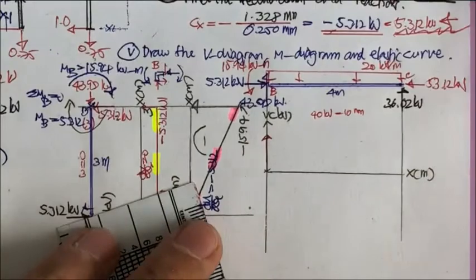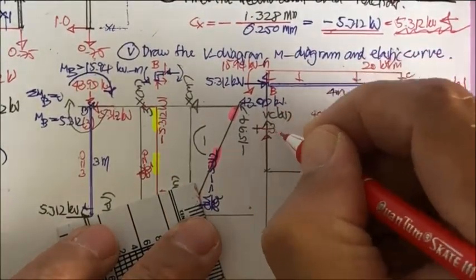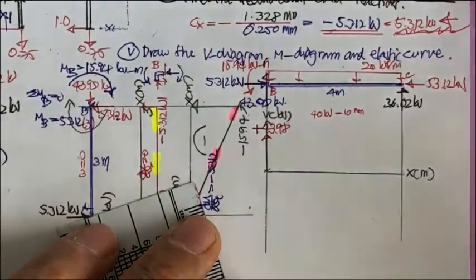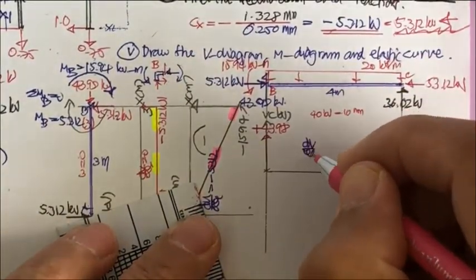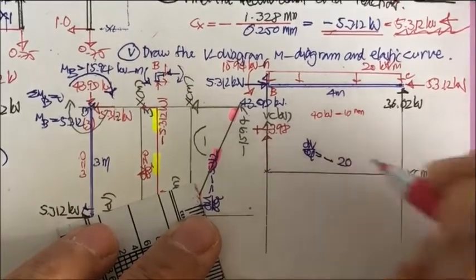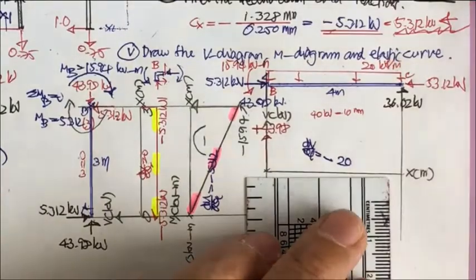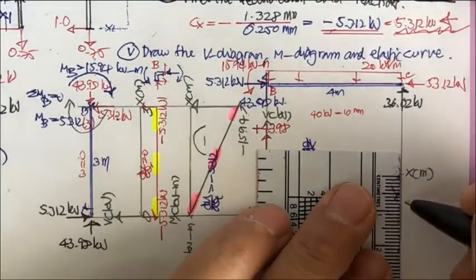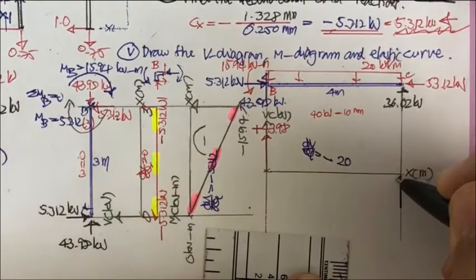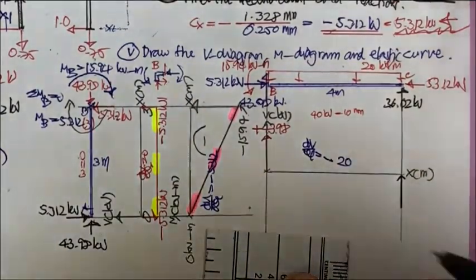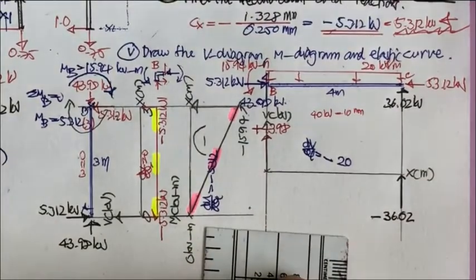10 millimeter. And we have this one 43.98. And then W is 20, so the dV by dx is going to be minus 20. And you know this is going to be 36. And this 36 is going to close this one. This is going to be 36.02. So this is going to be minus 36.02.